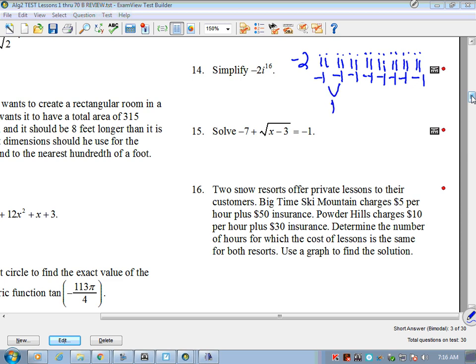Okay, well, then each of those is 1, and each of those is 1, and each of these is 1, and each of these is 1. And if you've got positive 1 times positive 1 times positive 1 times positive 1, then that's just 1. So you're getting negative 2 times 1, which is negative 2. Okay, hopefully that helps you out there. Answer for 14 is negative 2.